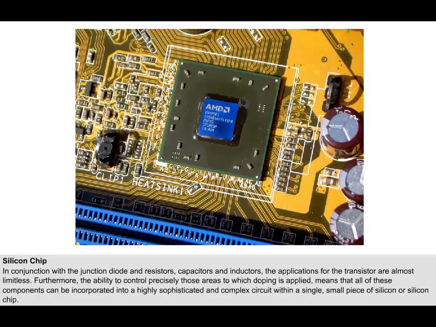In conjunction with the junction diode and other electronic components, such as resistors, capacitors, and inductors, the applications for the transistor are almost limitless. Furthermore, the ability to control precisely those areas to which doping is applied means that all of these components can be incorporated into a highly sophisticated and complex circuit within a single small piece of silicon or silicon chip.